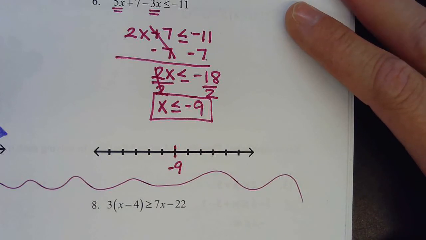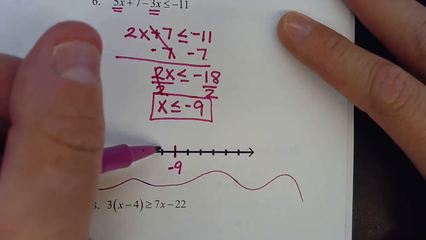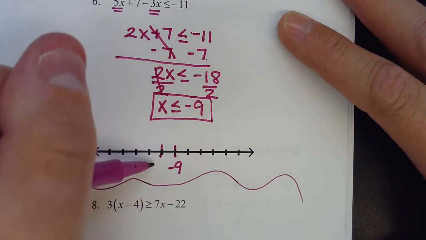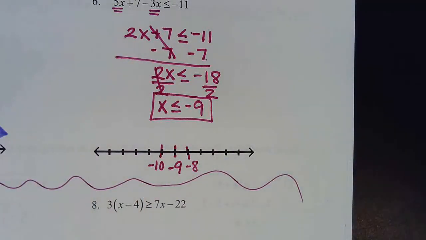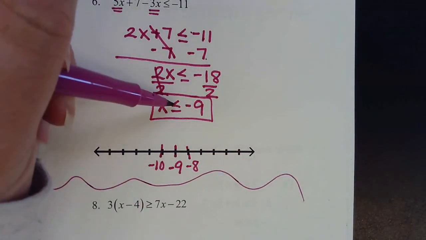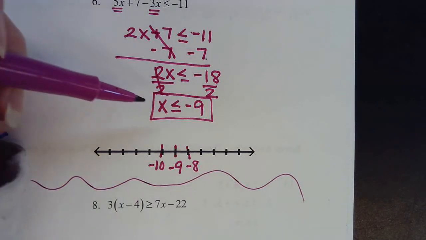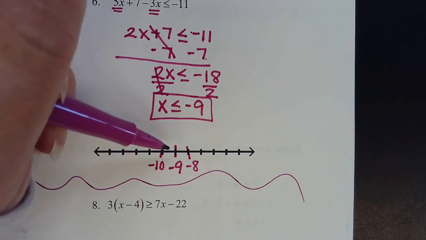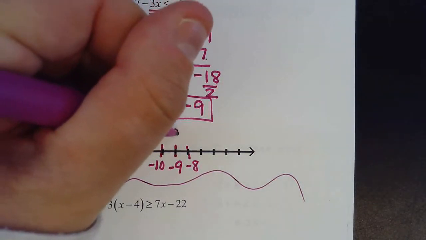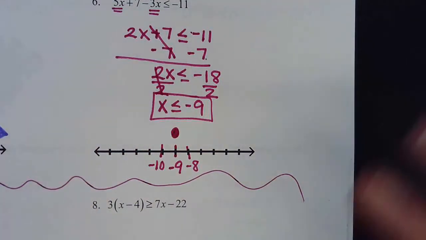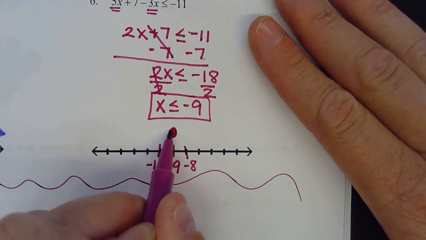Okay, so negative 9 goes in the middle. 1 less than negative 9 is negative 10. 1 bigger than negative 9 is negative 8 because bigger means it's getting closer to 0. Then I go to negative 9. I see that this is my inequality, less than or equal to. So do you have an open or a closed circle? Closed. Closed, and then to the left or to the right? To the left.